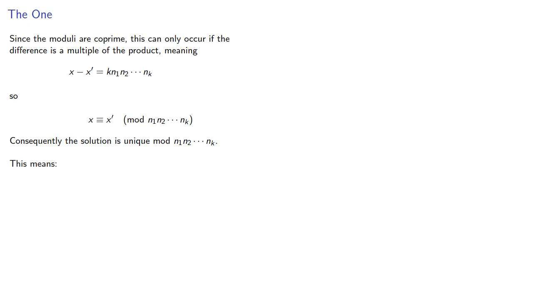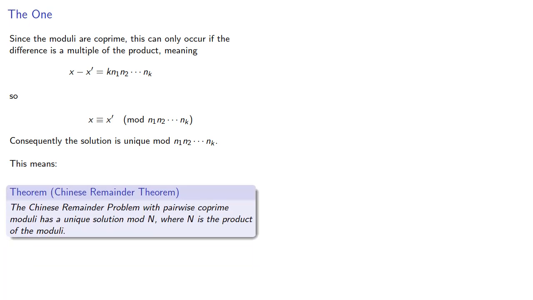And this means we can extend our result to what's known as the Chinese remainder theorem. The Chinese remainder problem with pairwise coprime moduli has a unique solution mod n, where n is the product of the moduli. We'll see what we can do with that next.